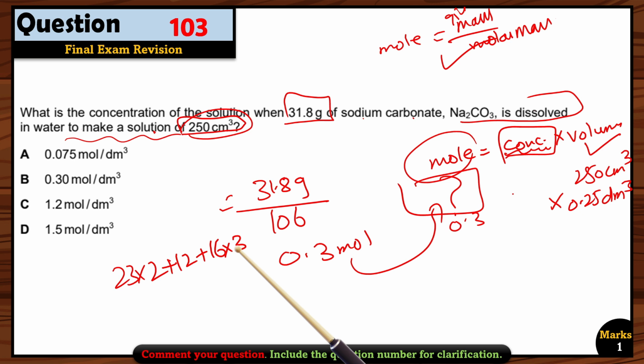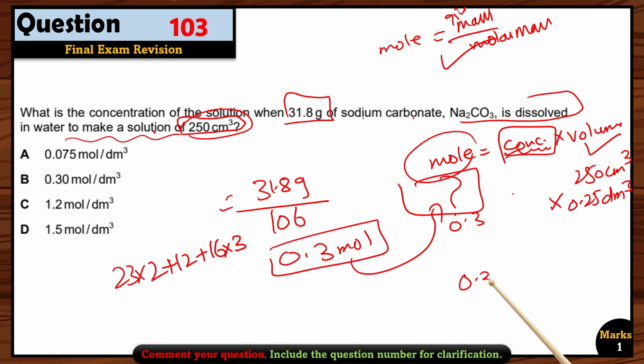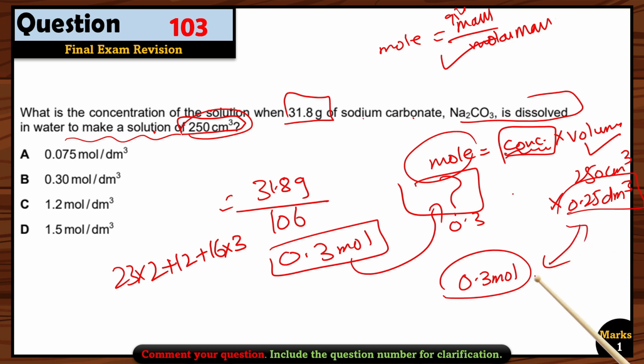Yes, so now let's find the moles. Moles will be 31.8 divided by 106, so it's 0.3 mole. So 0.3 mole is what you are going to get from here. Now for 250 centimeter cube, if I divide by 1000, it is 0.25. So this is now your 0.3 mole, and this is your volume.